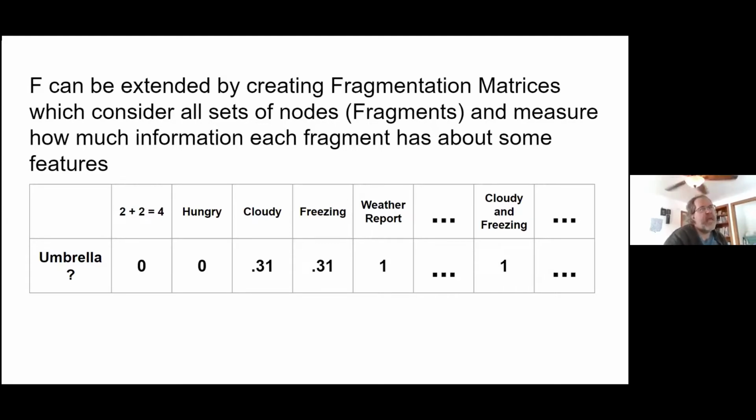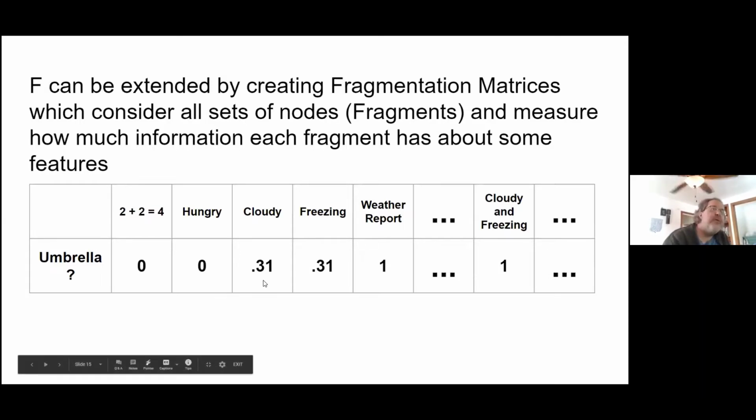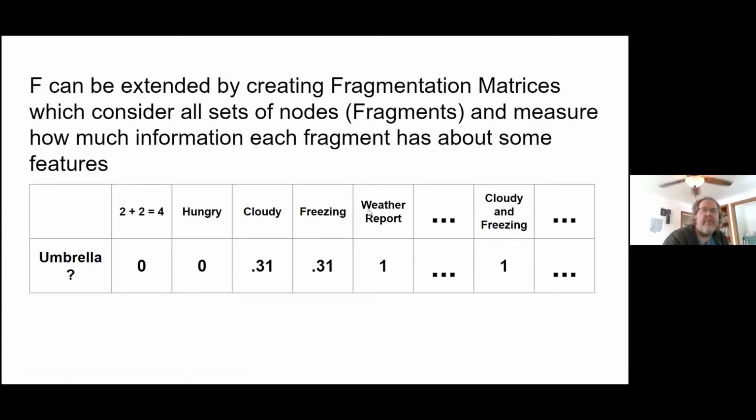Cloudy and freezing, well, and again, I don't want to bore you with the details, but this is an AND, and because it's an AND, cloudy and freezing each tell us 0.31 bits of whether or not I should take an umbrella. Interestingly, if we take them both together, they absolutely tell us whether we should take an umbrella or not. But the weather report on its own tells us that. These are all fragments of size 1, right? These are my 5 fragments of size 1, and then I have fragments of size 2 and 3, and cloudy and freezing happens to be a fragment of size 2. I didn't list all the other ones because it gets kind of big.